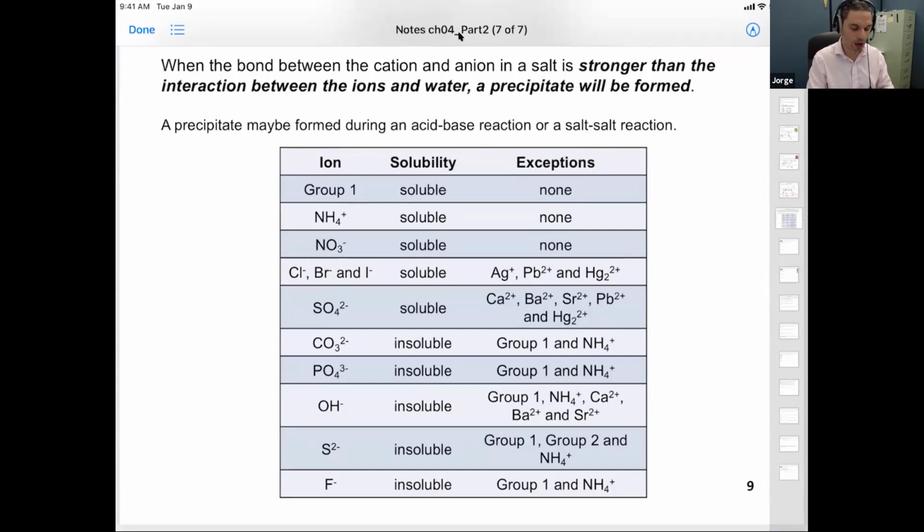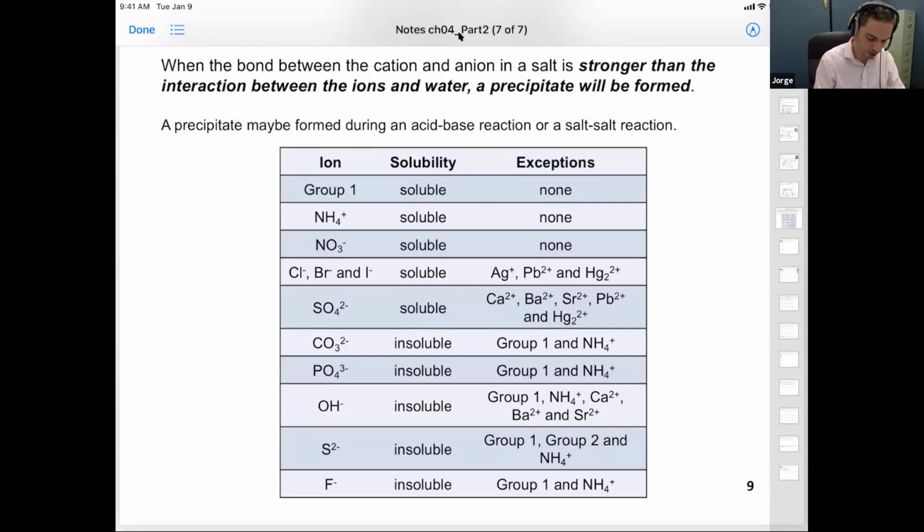So how to read the table? Let's start in the first line here. Ions from group 1 will always form a salt that is soluble in water. That's what the table says. Ions from group 1 will always form a salt that is soluble in water. No exceptions to this rule.